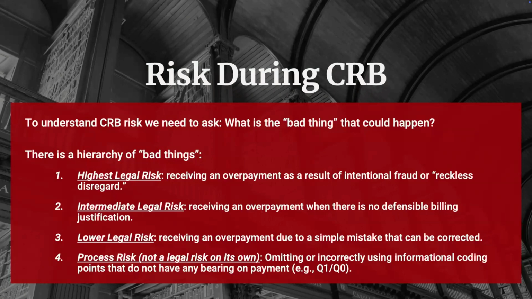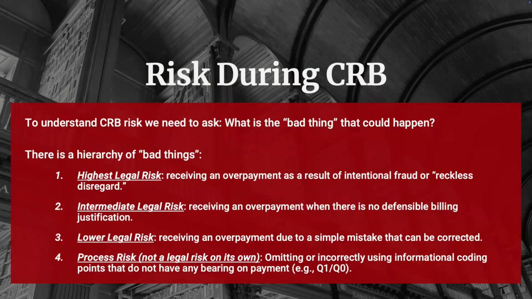Then we have the lower legal risk, which is receiving an overpayment due to a simple mistake that can be corrected. So this is just, oops, during the claim scrubbing process, something got diverted the wrong direction. It went out to insurance. We received an overpayment, and we shouldn't have.